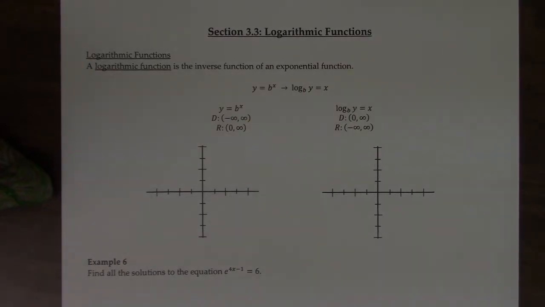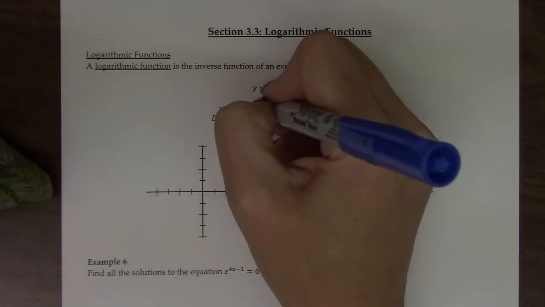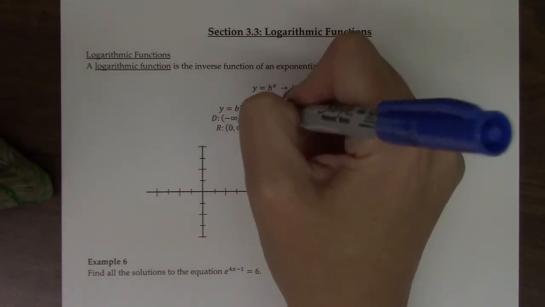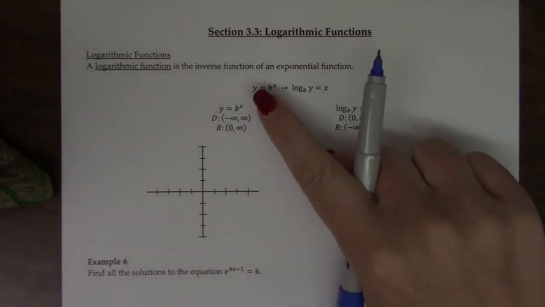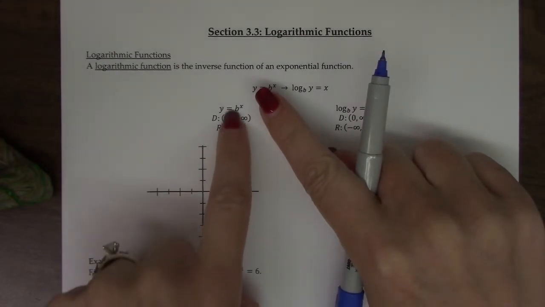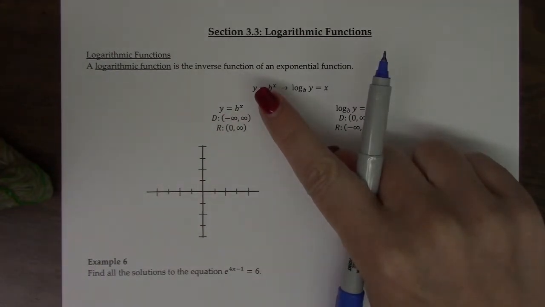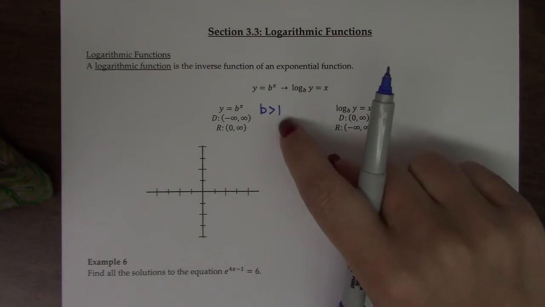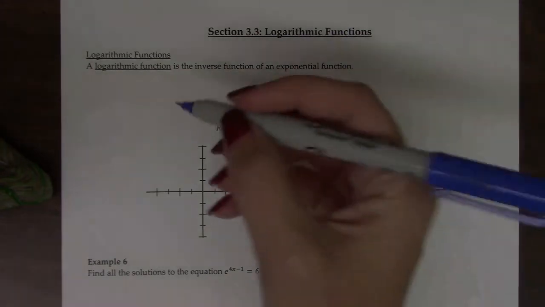Section 3.3 introduces logarithmic functions. So a logarithmic function is the inverse function of an exponential function. So if we look at an exponential function where b is greater than 1, this domain and range is true whether b is greater than 1 or between 0 and 1, right? But I'm actually going to sketch where b is greater than 1.